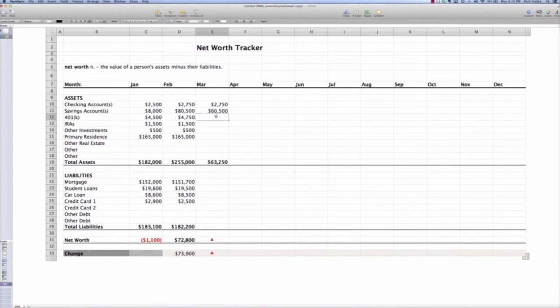in their savings. I'm going to say that they contributed a little, so let's say they're up to $5,000 now. And IRAs, for some reason, we're not contributing here. I don't know why. Maybe that IRA's old. Other investments, $500. Okay, we're just going on down here. And primary residence has gone up to $166.